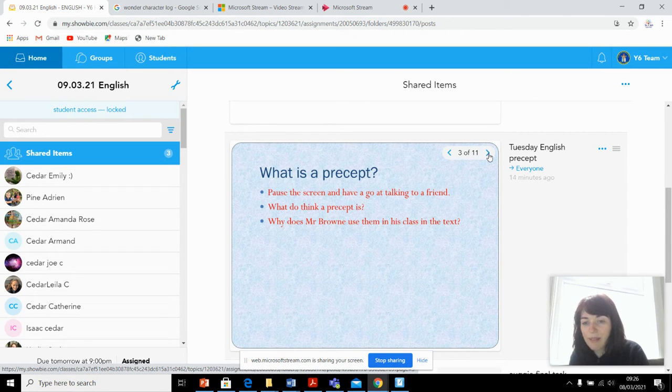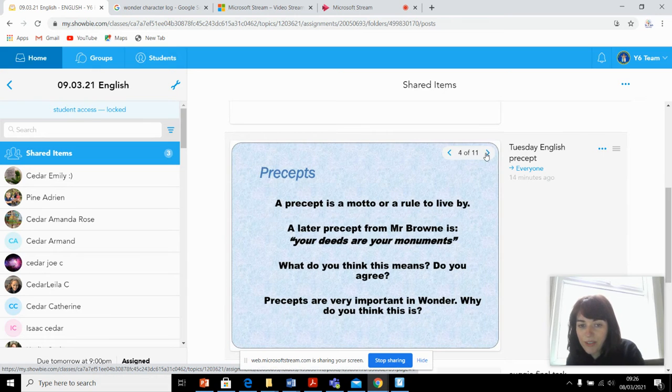So, now you've come back to me, you've paused it, you've had a chat with your friend, you should know that a precept is, and I'll just turn our page, a precept is a motto or a rule to live by. Okay, so Mr. Brown introduces them to the class and he says that they're a motto or rule to live by. And the one that he talks about is kindness at first. But my first question to you here is have a look at this precept that he mentions later on. And this one is called Your Deeds Are Your Monuments. That's his precept. Okay, what do you think this means?